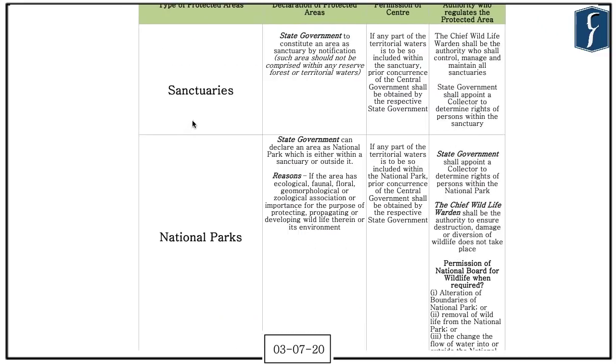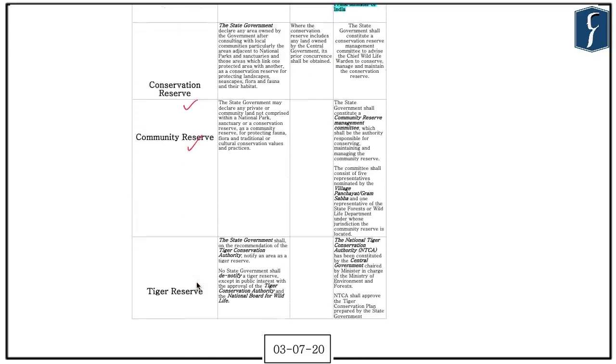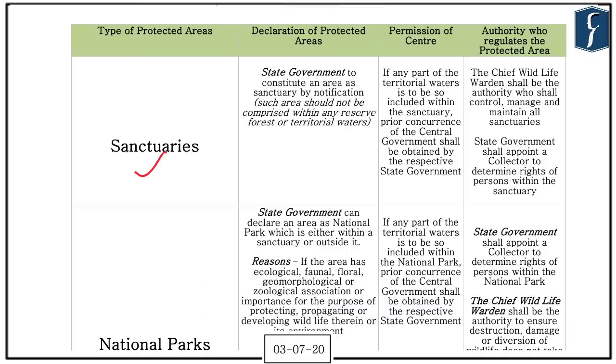Now from the perspective of the environment section of the prelims, it is important to understand how sanctuaries, national parks, conservation reserves, community reserves and tiger reserves are declared. All these provisions are governed by the Wildlife Protection Act 1972, which is the mother law for most of the protected areas in our country. And as far as wildlife sanctuaries are concerned, they are declared by the state government. Just a notification of the state government is sufficient to constitute an area as a wildlife sanctuary, and that's why we have thousands of wildlife sanctuaries in our country.